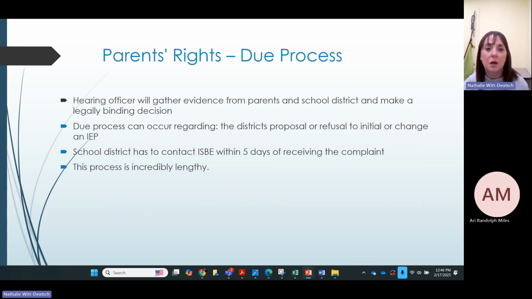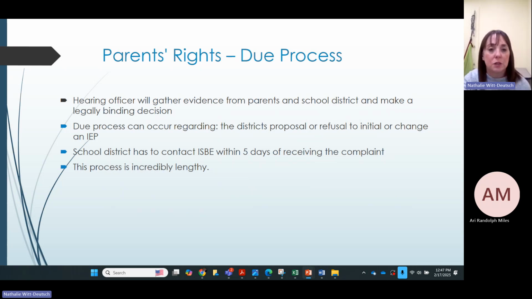The process is incredibly lengthy, and do note that things can be subpoenaed. So all of your emails, your records, anything of that nature that goes back and forth between the school that talks about any of these complaints or concerns that you have will be brought up during the court of law. Within the complaint of wanting to go to due process, the school district has to contact ISBE within 5 days of receiving that level of complaint. Again, when you make a regular complaint to the district, they have 45 days to turn it over to the Illinois State Board of Ed to initiate that process there.